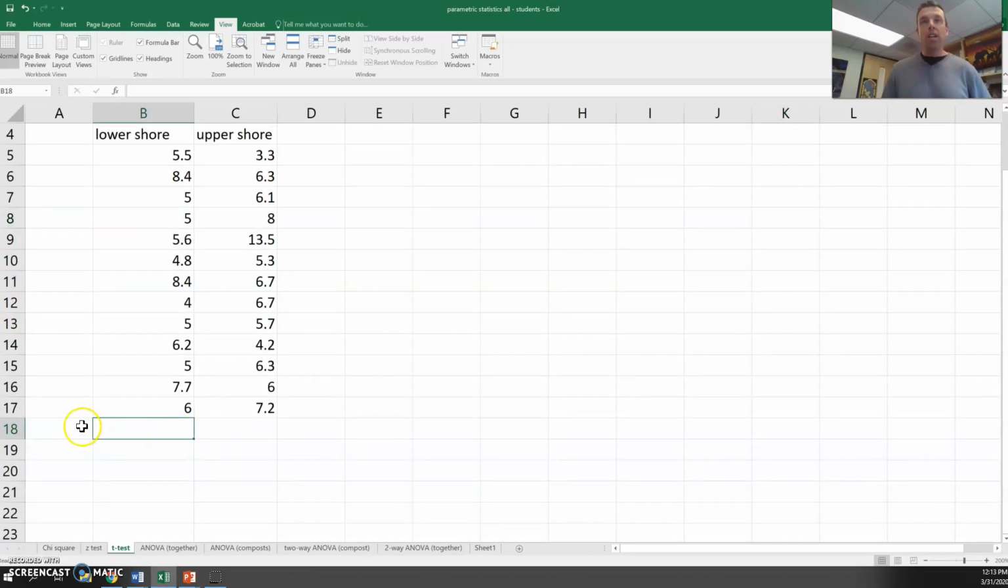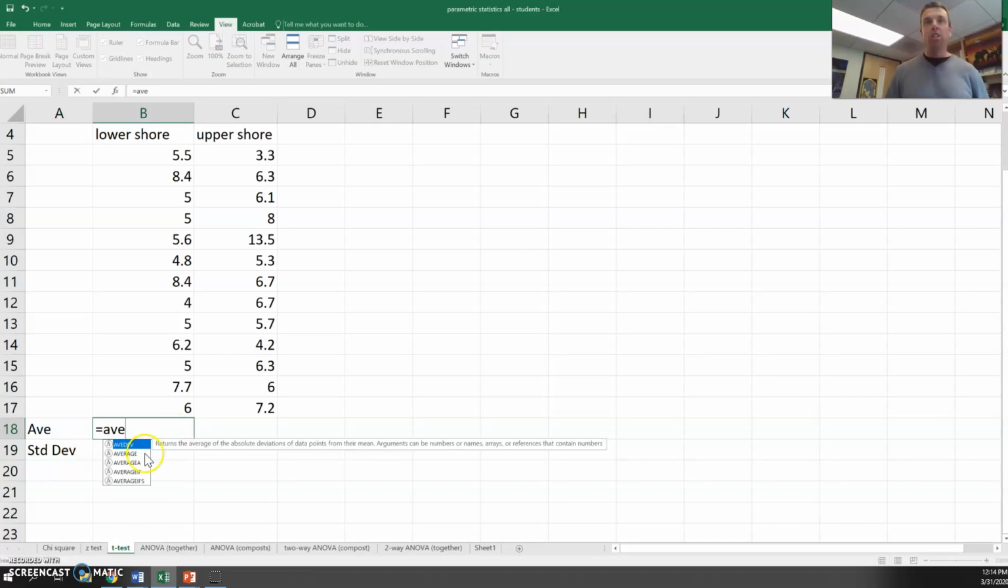And within that data, I will have my average, and I will be able to make a standard deviation, and I'll let you guys go ahead and do this because you know how to by now. But very simply, equals, start to type in the function. I want the average of this group of data.